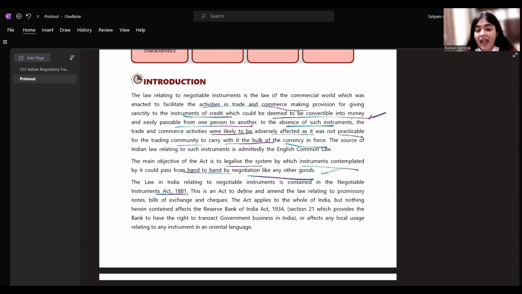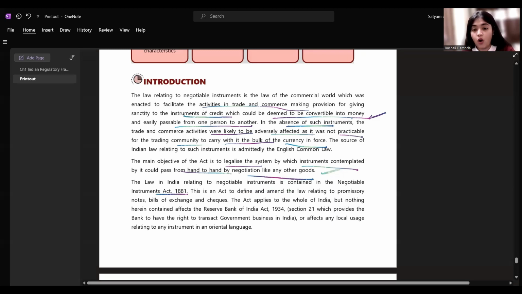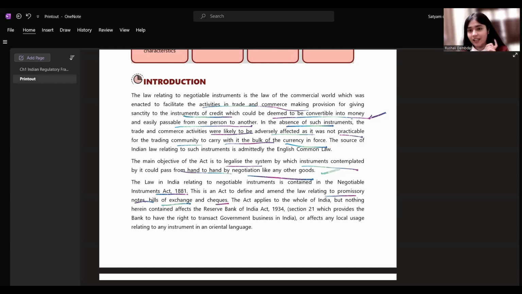It is an act to define and amend the law relating to promissory notes. As I told you, promissory notes, bills of exchange, and checks. So we have got a little idea of how many types of negotiable instruments there are. Majorly there are three: promissory notes, bills of exchange, and checks.